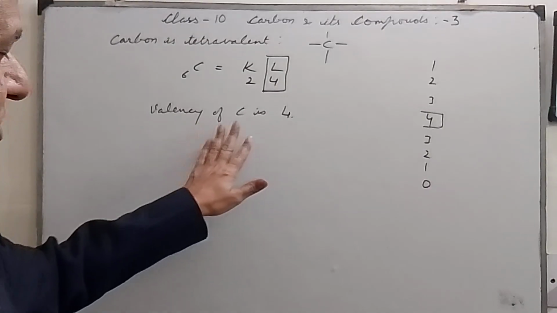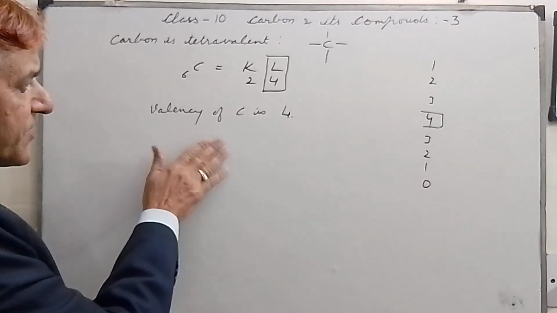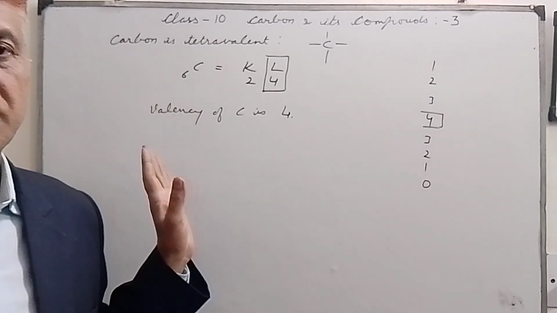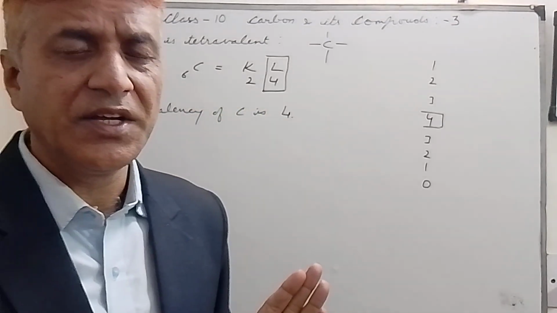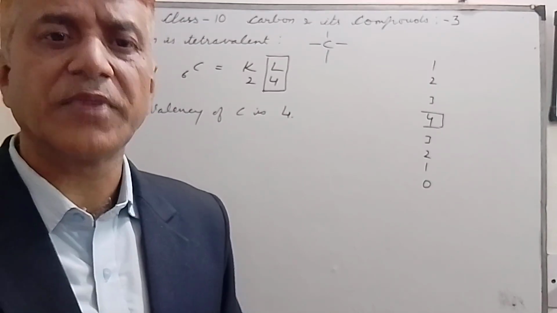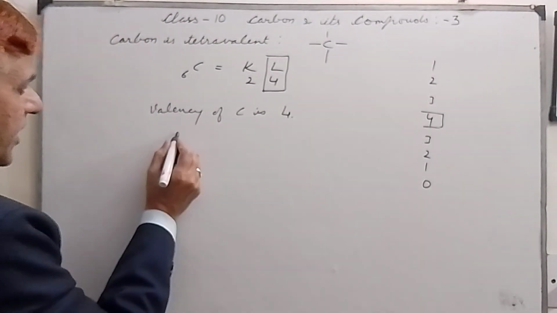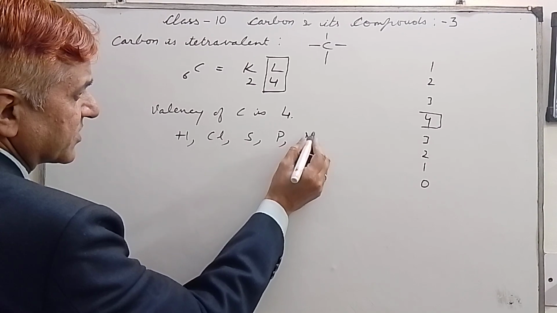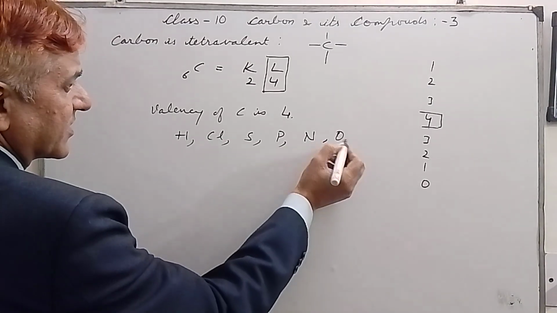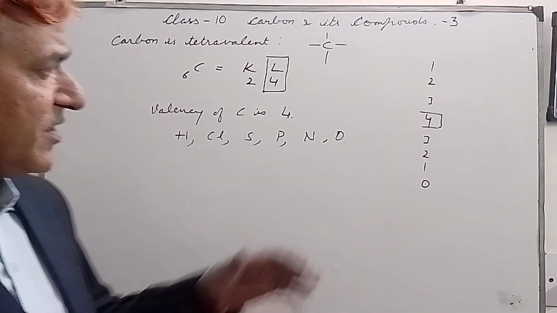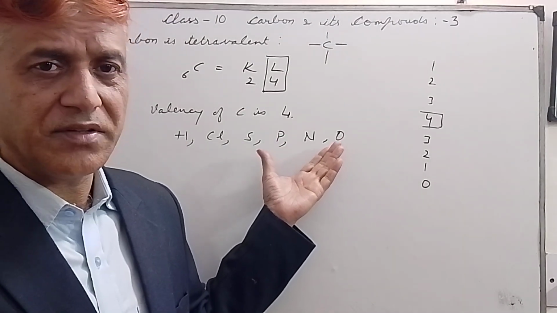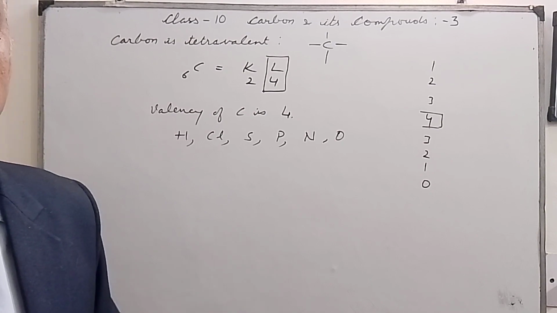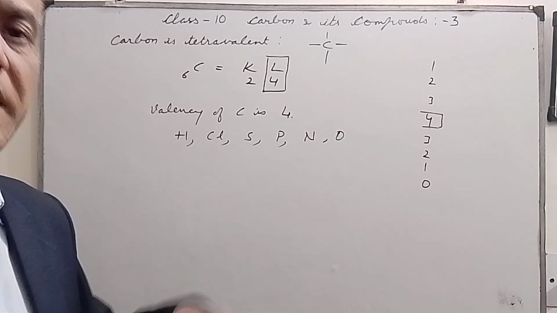There is another thing which is very important about carbon, that carbon is actually very friendly element, very friendly and very social. So it can combine with any non-metal, like for example hydrogen, chlorine, sulfur, even phosphorus, nitrogen, oxygen. And you will be surprised to know that it can combine with sodium also, metals also. It can combine with even metals also.